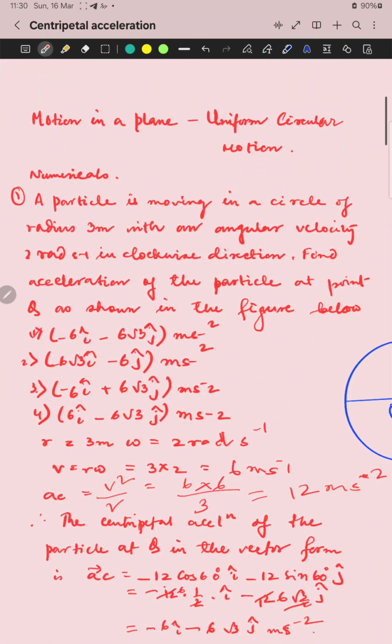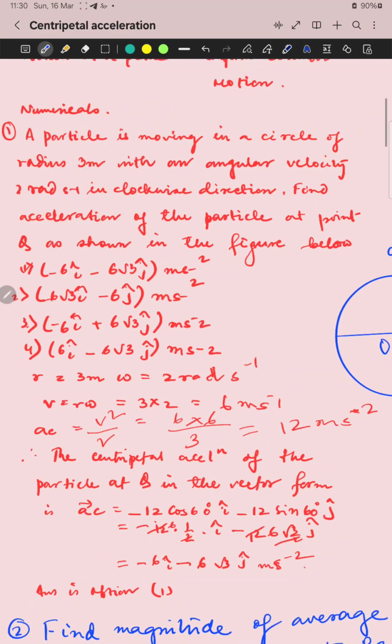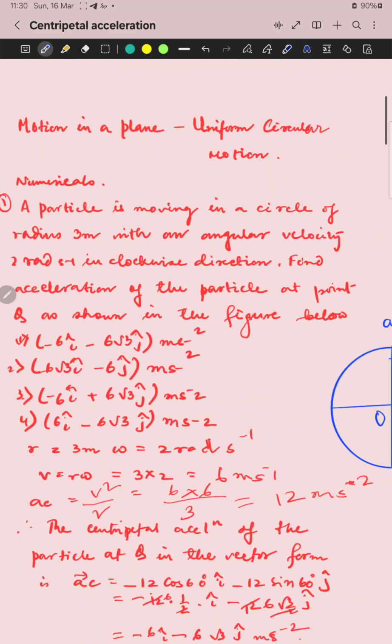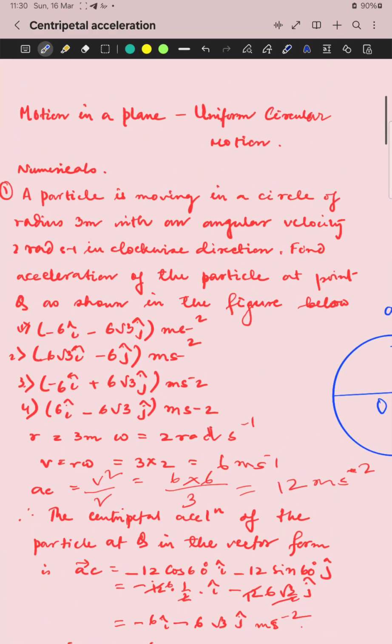So the correct option is the first option. Answer is option 1.